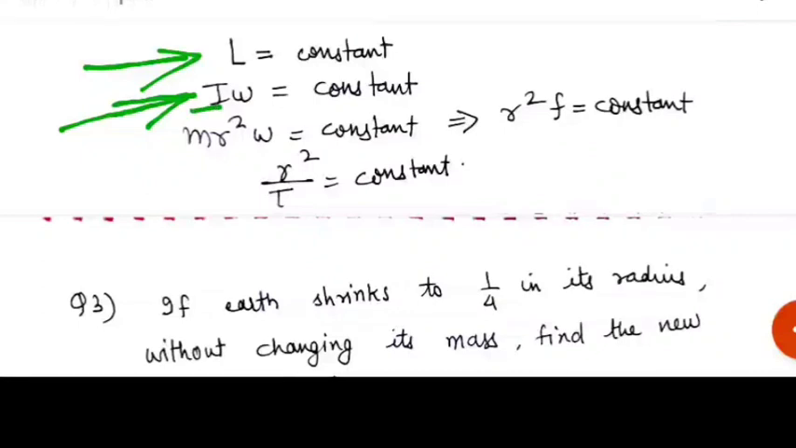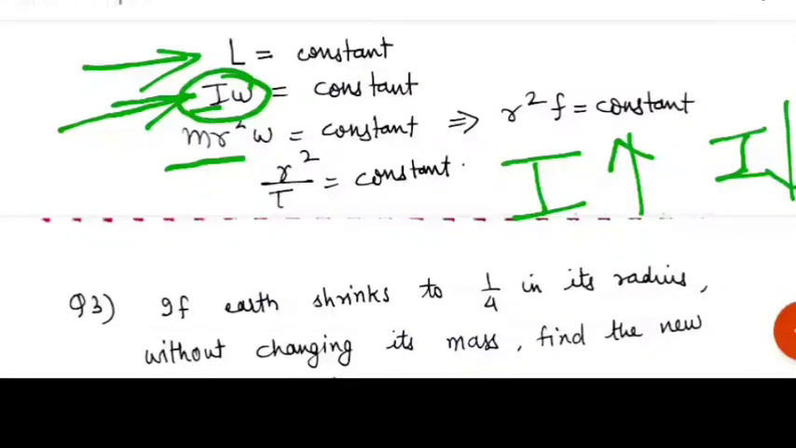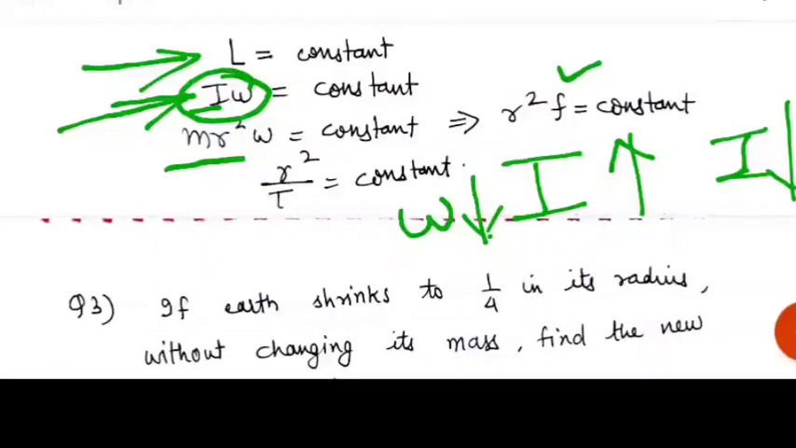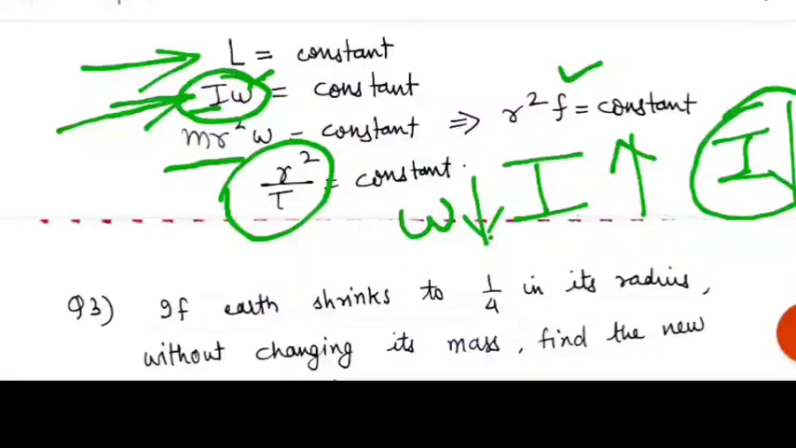Now in place of I you put mr². Now you have to check according to the given situation whether I increases or I decreases. If I increases, because I and omega are inversely proportional, then if I increases, omega decreases. If omega decreases, frequency decreases, and on the contrary if I decreases then omega will increase, and if omega increases then frequency will also increase. And now frequency equals 1 upon time period, so we may take r² upon t equal to constant.